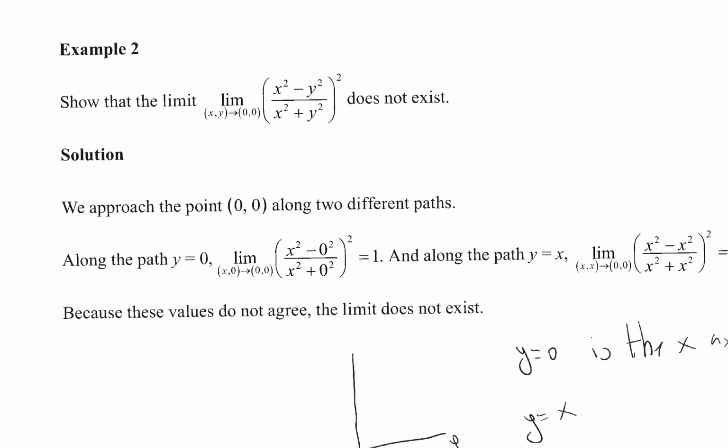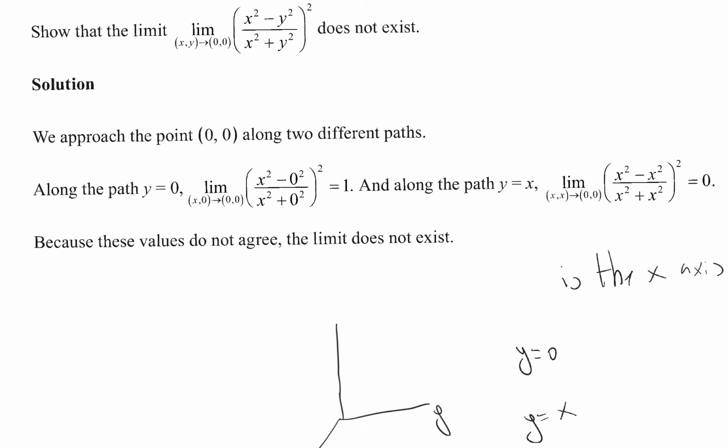And remember that y equals 0 is the x-axis. You are approaching 0, 0 through the x-axis. y equals x is the rectilinear line on the plane. Here is y equals x. You are approaching the point through the rectilinear line y equals x.